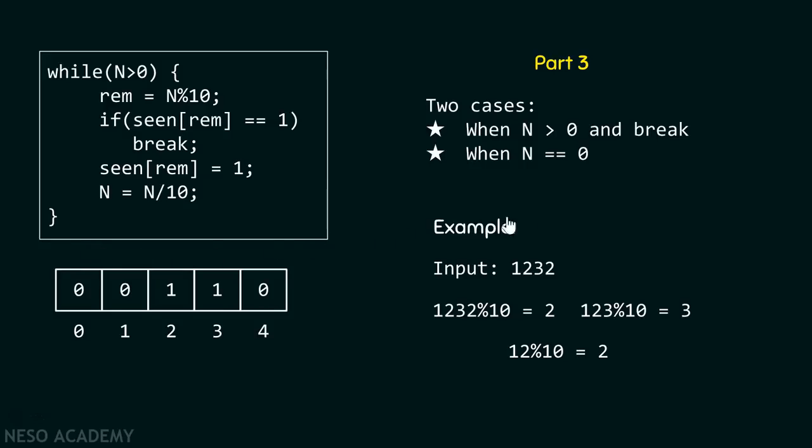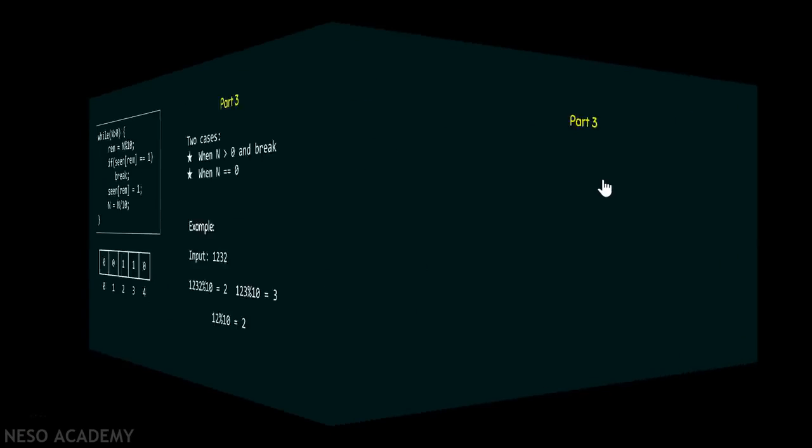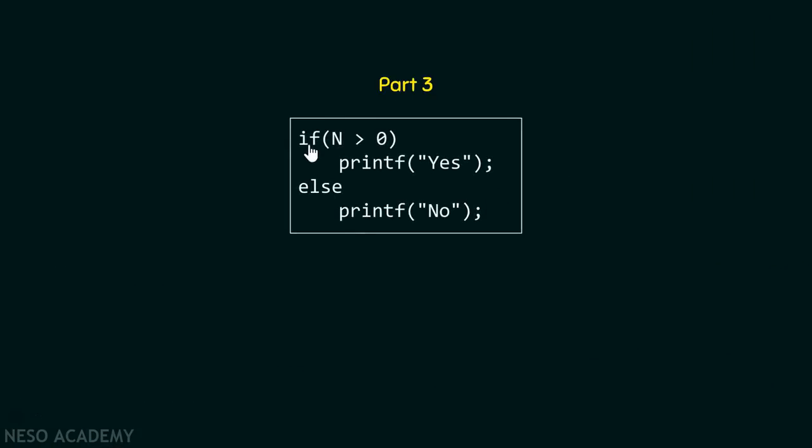Now let me give you the final part 3 code. If n is greater than 0, then we must print yes. Otherwise, we will print no. Now let me combine all the 3 parts and execute them to know whether our code works fine or not.